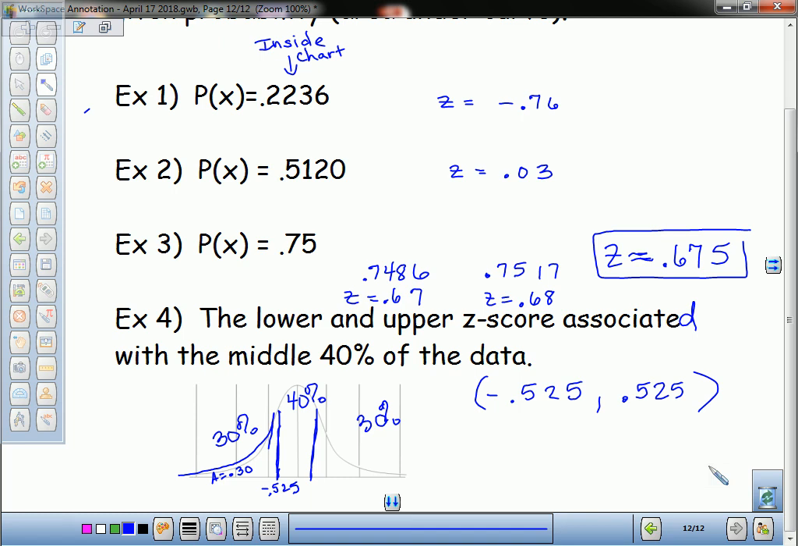So the back side is your homework, and it's a little bit of review from the empirical rule, and then the new stuff. It should go pretty fast. It's just reading the chart. Can you read the chart? Probably not. Probably not.